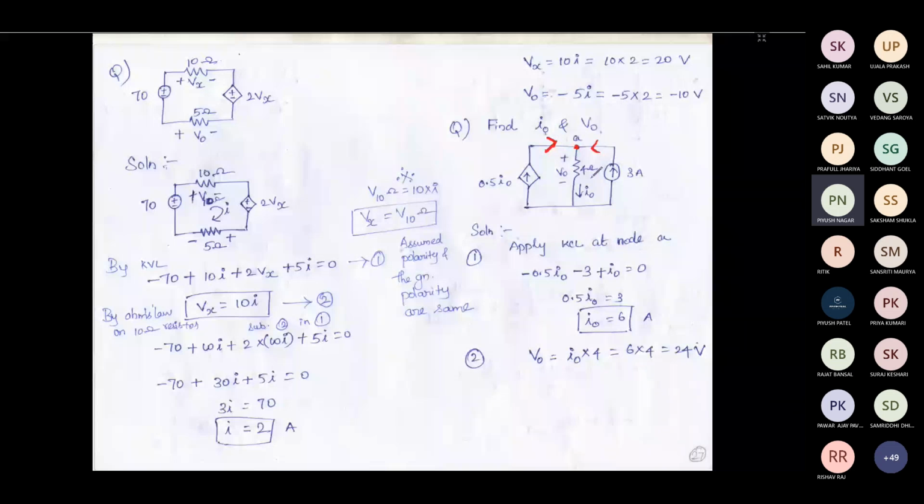After I found the current, I know the resistance value already. If I want to find the voltage, voltage is equal to I into R, that is equal to 24 volt. So this is the solution for this problem. Let us see one more problem.